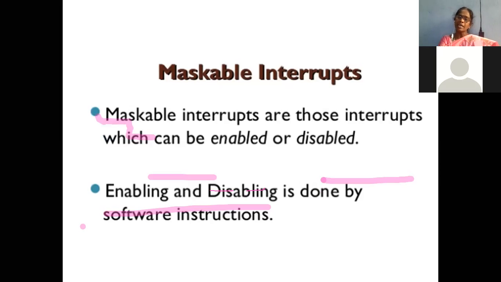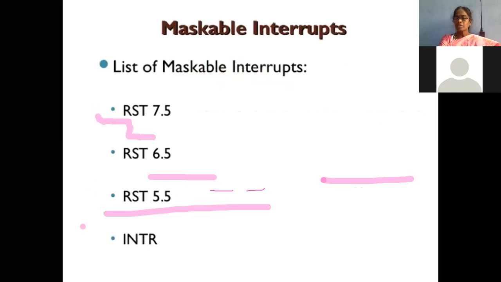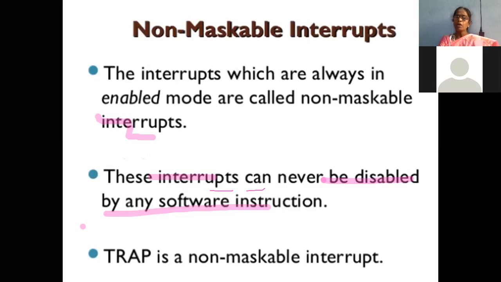Enabling and disabling is done by software instructions. So those interrupts are called maskable interrupts, right? Is it clear? The next one is the list of maskable interrupts: RST 7.5, 6.5, 5.5, and INTR. And non-maskable interrupts are those which are always in enabled mode. These interrupts can never be disabled by any software instruction. So TRAP is a non-maskable interrupt. Is it clear now?